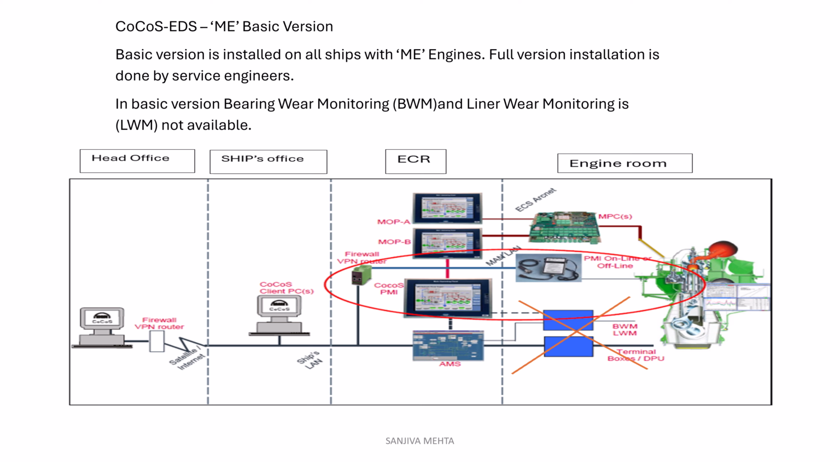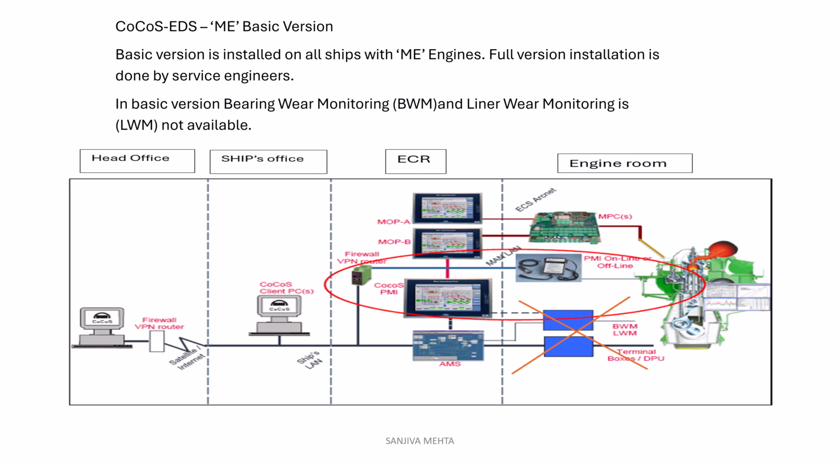Basic version is installed on all ships with ME engine. Full version installation is done by the service engineer. It cannot be done by the ship staff. In basic version, bearing wear monitoring and liner wear monitoring, etc. is not available. If you have the full version, you can do the condition monitoring of the engine also and carry out the maintenance accordingly. Up to 30,000 hours engine has been done.